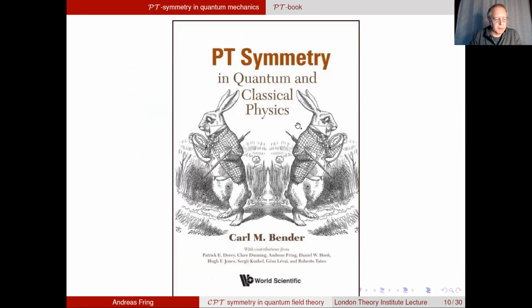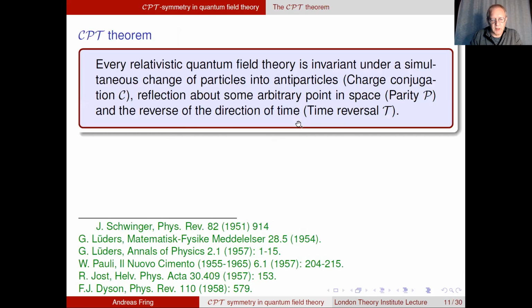But I don't want to go on about quantum mechanics and come to the main topic now of this lecture, namely CPT-symmetry. So here's the CPT theorem. I'll read it out for you. Every relativistic quantum field theory, and relativistic means here Lorentz invariant, is invariant under a simultaneous change of particles into antiparticles, which is the charge conjugation, reflection about some arbitrary point in space, which is the parity transformation, and the reverse of the direction of time, and that's the time reversal.